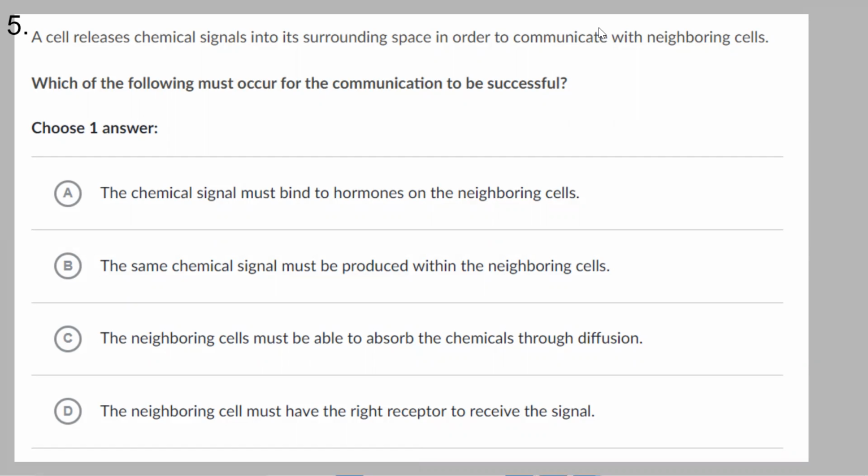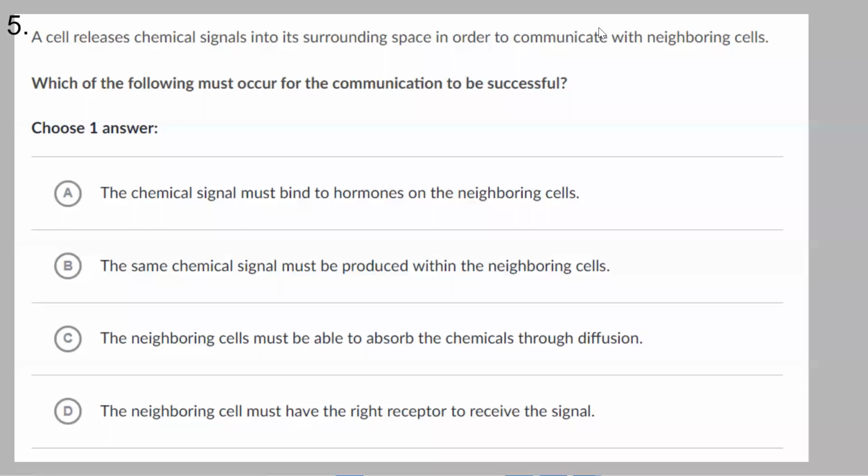And you can share the answers in the chat box. Which option is the correct answer? A, B, C, or D? Okay, Disha, Sandhya, Mansi, they all say D. All right, the correct answer is D.